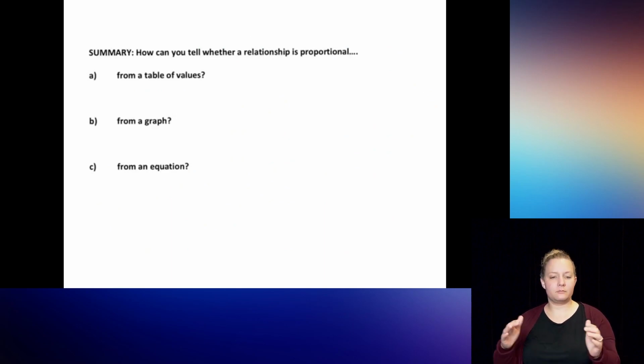Okay, you've seen all your examples. Now stop and think through, do you know how to test if it's proportional in all these 3 different ways? Push pause on the video, write down what you know, and then come and check yourself, see how you did.